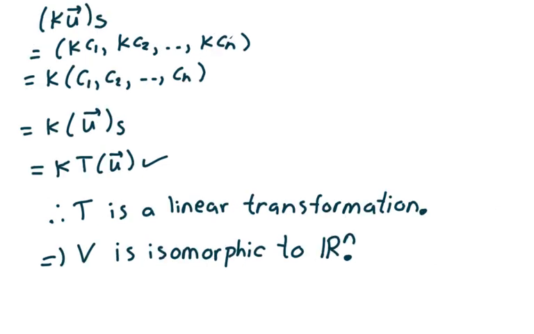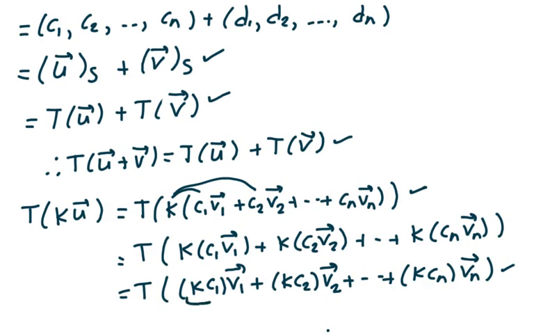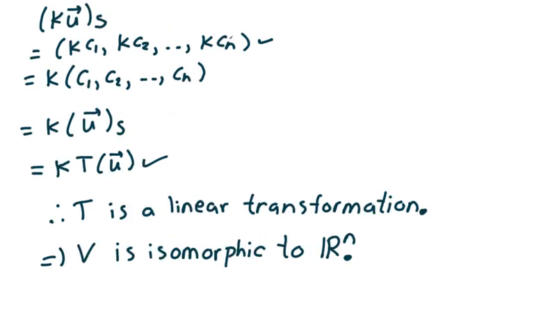But that's the coordinate vector of ku relative to S, which is just going to be the vector (kc1, kc2 through kcn). So notice I'm just looking at the first component, which is kc1. The second component is kc2. The nth component is kcn. But I could pull the k out and multiply by the vector (c1, c2 through cn). But that's k times the coordinate vector of u relative to S. But that's k times T of u.